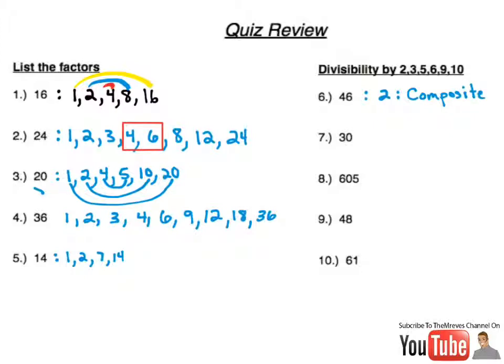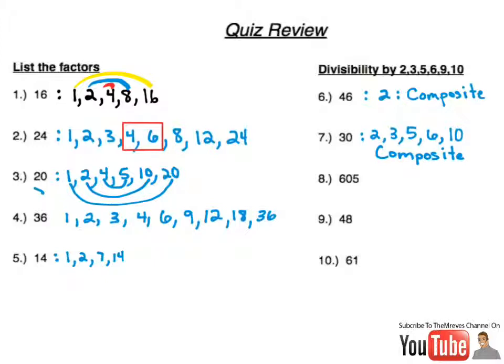2 goes into it. Now 30, it's even. So once we figure out that there is another number besides 1 and itself, we know that that number is going to be composite. But we're going to see what else. 3 plus 0 is 3. 3 goes into itself. And since it's divisible by 2 and 3, we know it's going to be divisible by 6. It's also divisible by 5 because it ends in a 0, and 10. Now, the one thing I want you to notice is it's not divisible by 9. So just because it's divisible by 3 does not always mean it's going to be divisible by 9. So we know that that one's composite.